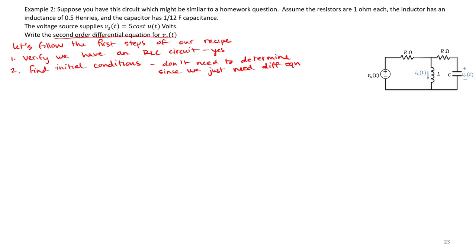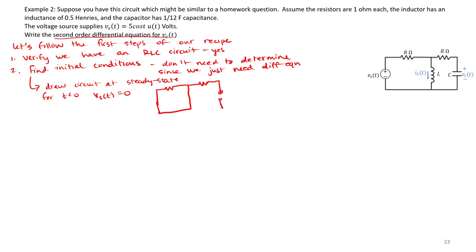But if you did need to determine those initial conditions, the best approach would be to draw the circuit at steady state. And we know for time t less than 0, Vs of t is 0. Inductor behaves like a short, capacitor behaves like an open. And we could use the circuit at time t less than 0 to find Vc at time 0 and dVc of 0 dt. Here we don't need these initial conditions, so we'll just move on to step 3 for this question.